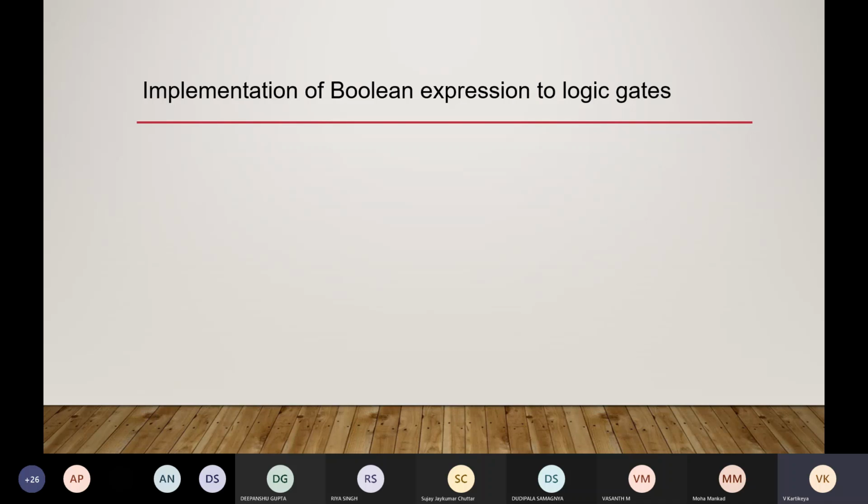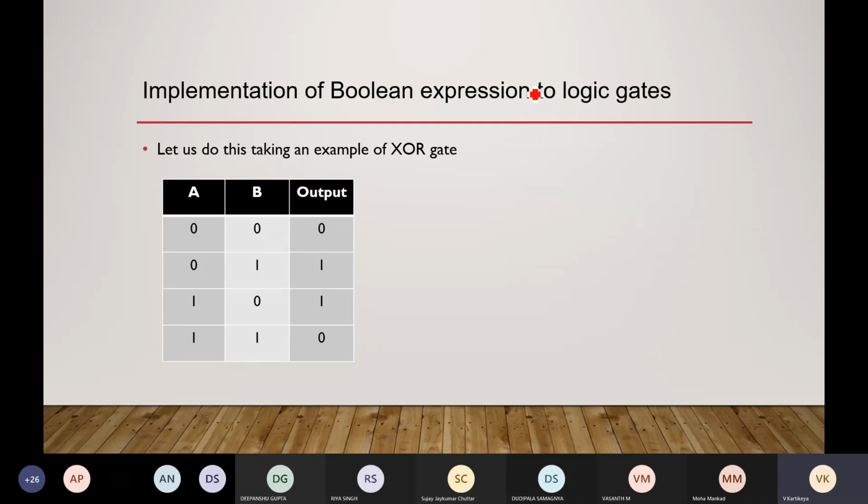Next, I'll show you how to go from Boolean expressions to logic gates. Let's take an example of the XOR gate. You've seen the XOR gate, right? This is the truth table of the XOR gate. If either of the inputs is 1 and the other is 0, that's basically if both inputs are different, it's 1. XOR basically means exclusive OR. So exclusively one of the inputs should be high and one should be low for two input gates. And if both inputs are the same, the output is 0.